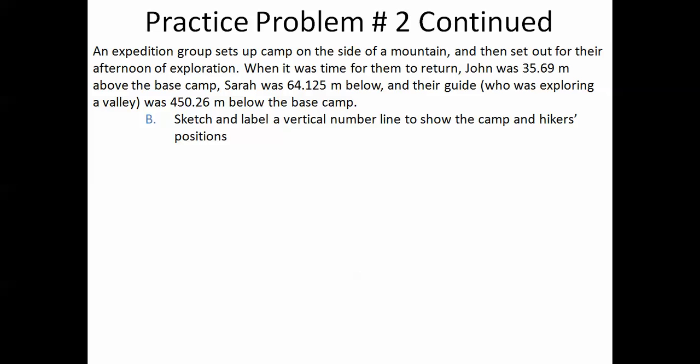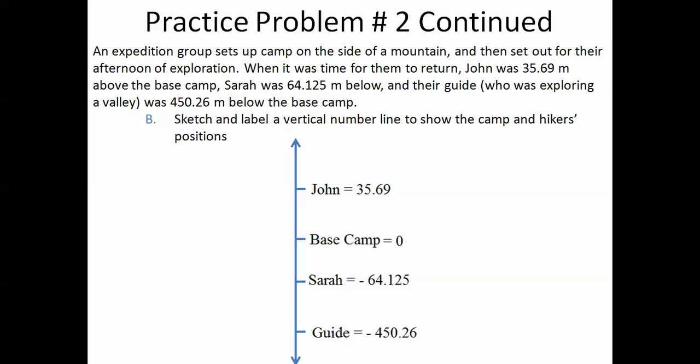So continuing the practice problem to letter B, sketch and label a vertical number line to show the camp and the hikers' positions. So here is our vertical number line. Base camp, which we called 0. John is at 35.69. And then Sarah and the guide are below the base camp at negative 64.125 and negative 450.26.